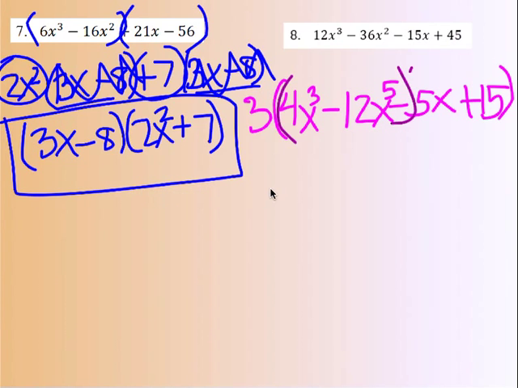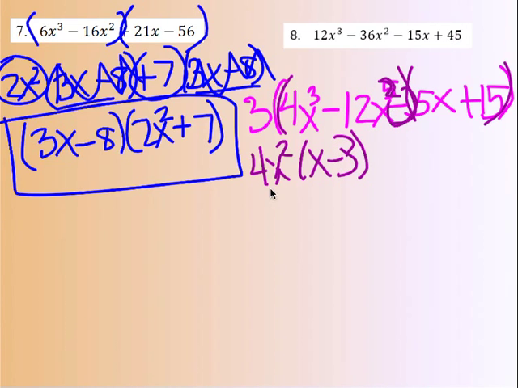So now I'm going to factor by grouping. Between 4x cubed and negative 12x squared, you can take out a 4, and I can also take out x squared. So 4x cubed divided by x squared is going to give me just x. And then negative 12 divided by 4 is negative 3. And my x squared cancels out.